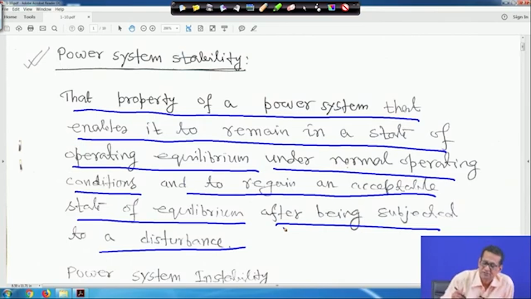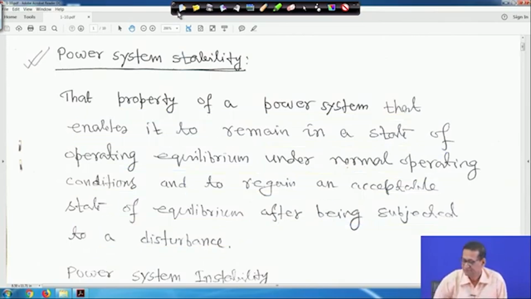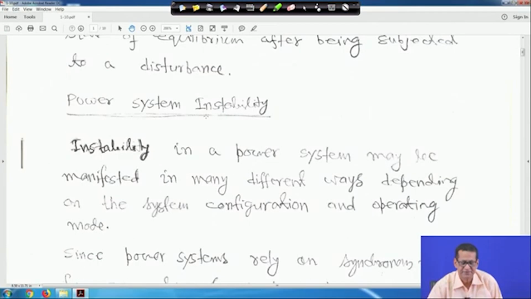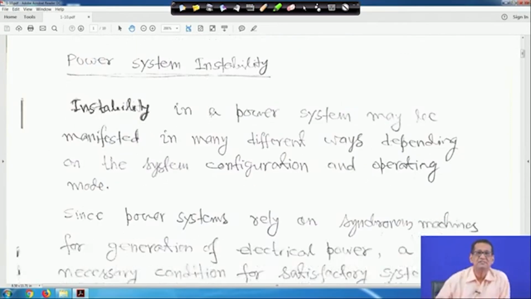Let me clear this. Next is power system instability. Initially, for the first two or three hours of lecture, this was scanned from a photocopy, so it is slightly faint. After that, things will be all right.